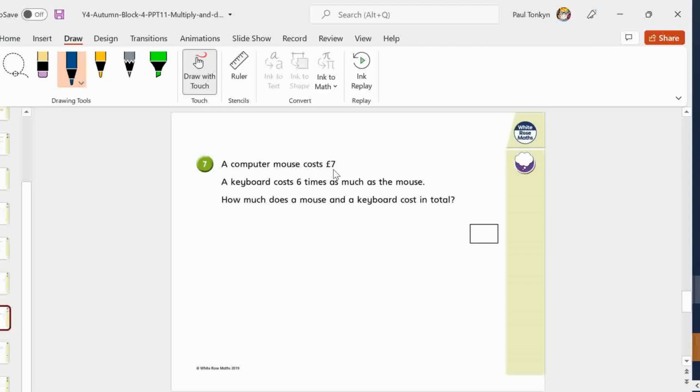A computer mouse costs £7. Okay, that's the currency in Britain. They use pounds. A keyboard costs 6 times as much as a mouse. How much does a mouse and a keyboard cost in total? Right, so there's two parts to this. We've got to figure out what the keyboard costs, which is 6 times 7, and then we've got to add the computer mouse to that.